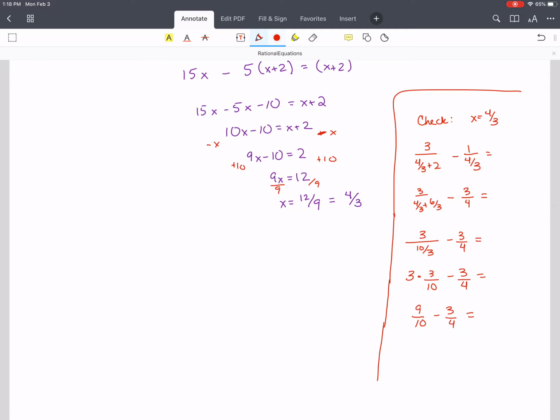I have to do a common denominator here as well. Let's see, my least common denominator would be 20. So 18 over 20 minus 15 over 20 is 3 over 20. So that's the left side of my equation.